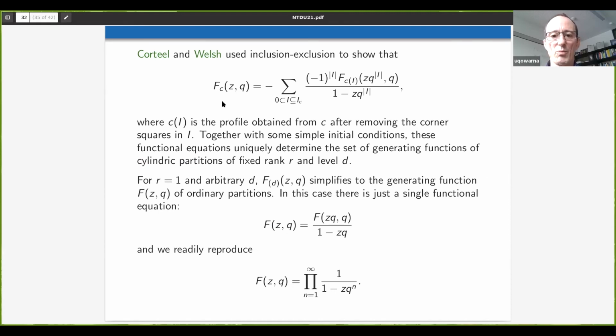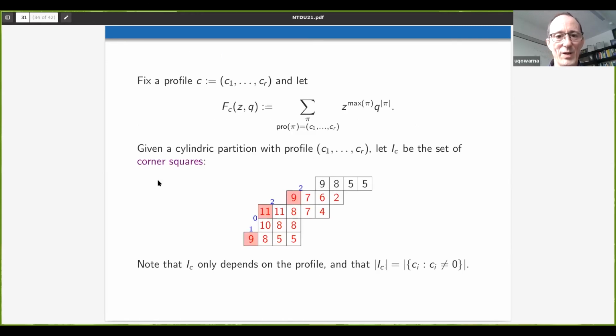So this is a system of functional equations that you can try to solve. So let's do it. Well, that's very hard. This is a very difficult system to solve. Let's do it in a trivial case when R is 1. So what does it mean when R is 1? Well, this profile, so we have these shifts.